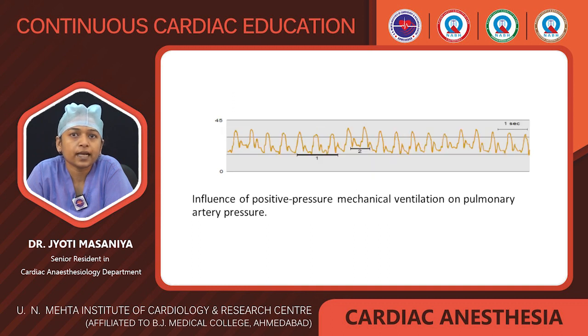Positive pressure mechanical ventilation also influences the pulmonary arterial pressure. If positive pressure ventilation increases the pulmonary artery and pulmonary artery wedge pressure, we have to measure the pulmonary artery pressure at end diastole, at end expiration, to correctly measure the pulmonary arterial pressure.